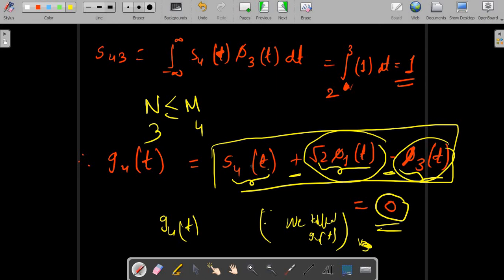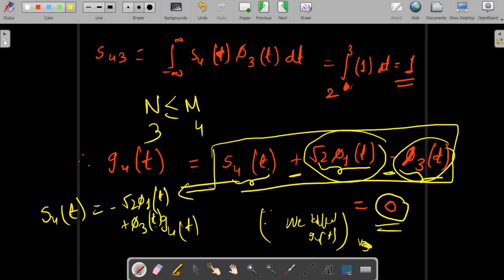Here G4 of t is not required, no doubt, but this equation is useful because we are getting 0, and we need to specify S4 of t as well in terms of phi 1, phi 2, phi 3, phi 4. It is nothing but our signal space representation, right? Since the right-hand side is 0, just adjusting this equation, we will get S4 of t equals minus root 2 times phi 1 of t plus phi 2. So we have our final equation as well.